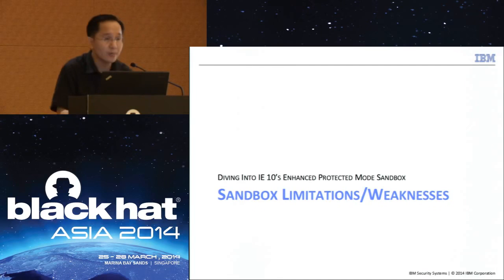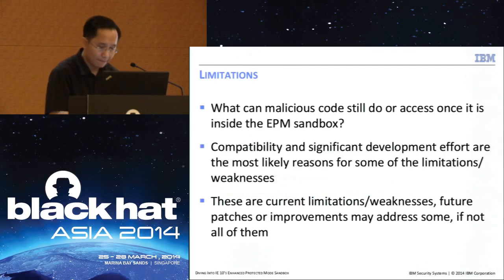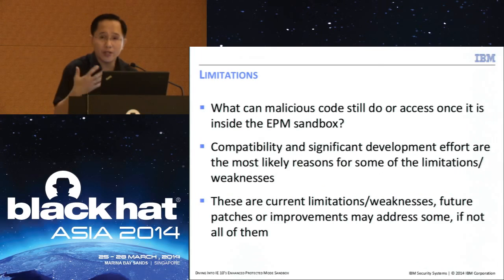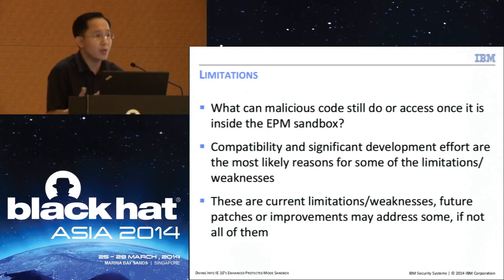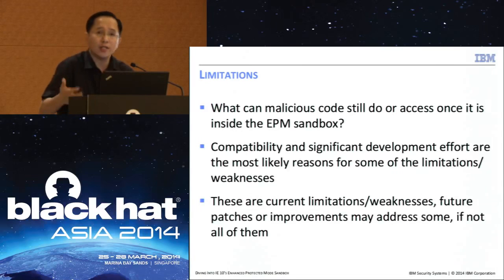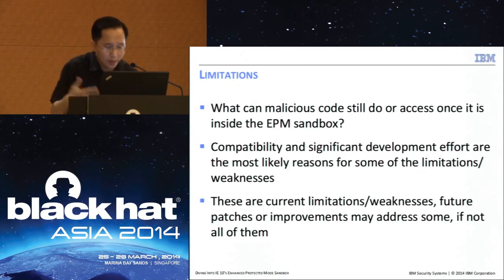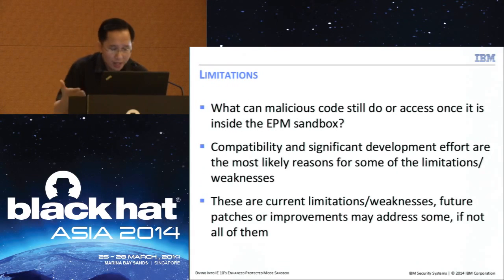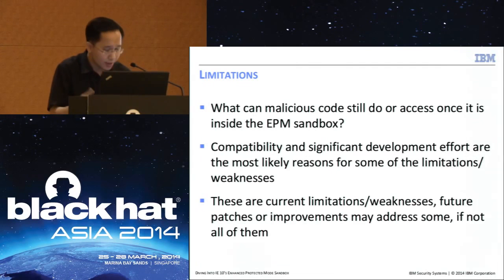Let's now take a look at the EPM sandbox limitations and weaknesses. Earlier, I talked about the different isolations and restriction schemes applied by app container to the sandbox process. I also discussed that some well-known restrictions or isolation schemes, such as job objects and restricted tokens, are not being applied by EPM. So with all that information in mind, one important question that needs to be asked is: is there anything that code running in the sandbox can still access or do? Well, it turns out that there are still resources that can be accessed and attacks that can be conducted.